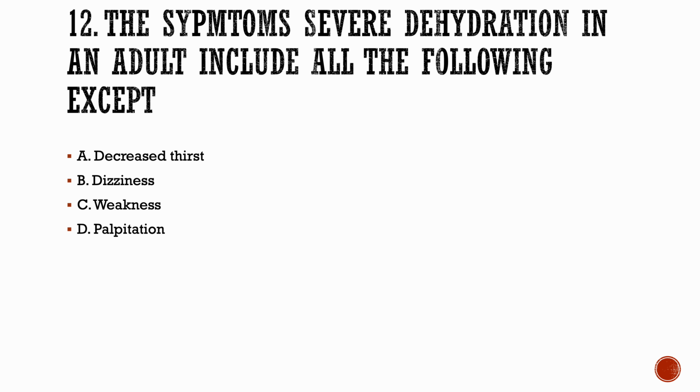The 12th question is, the symptoms of severe dehydration in an adult include all the following except option A, decreased thirst. Option B, dizziness. Option C, weakness. Option D, palpitation. The answer is option A, decreased thirst.